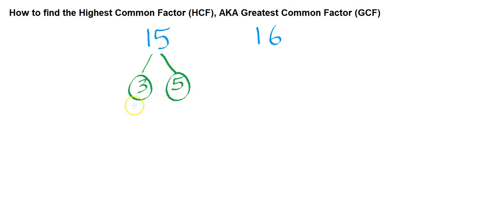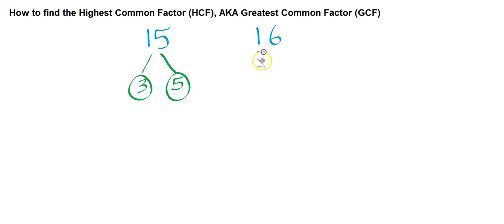The only way this could keep going is if you went 1 times 3, and it'll be 1 times 3 again, and it would never end. So once you reach a prime number, you're finished that particular branch of the prime factorization tree. So 15 is now done.